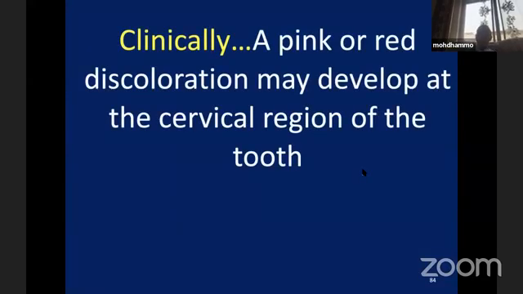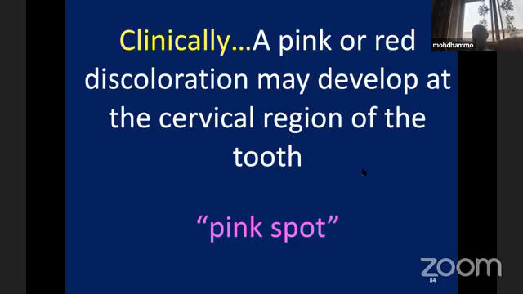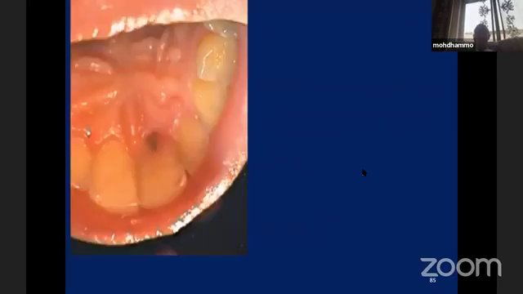Now let's see how to make the diagnosis of cervical resorption. Clinically, a pink or red discoloration may develop at the cervical region of the tooth, and this is what we call a pink spot. This is the first sign you can see when you examine this tooth, and sometimes our patients come complaining of this pink spot.